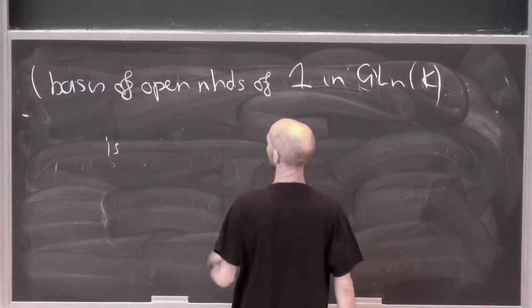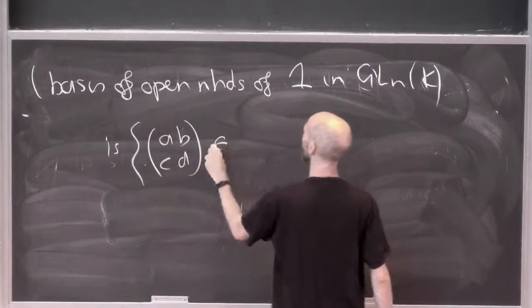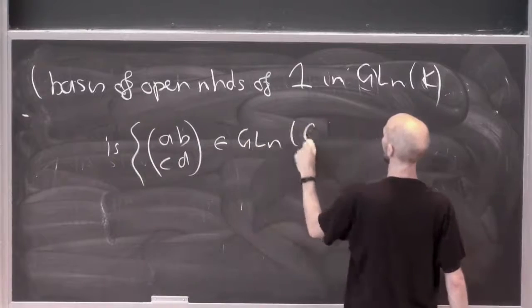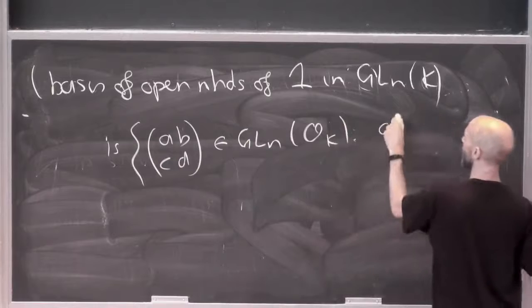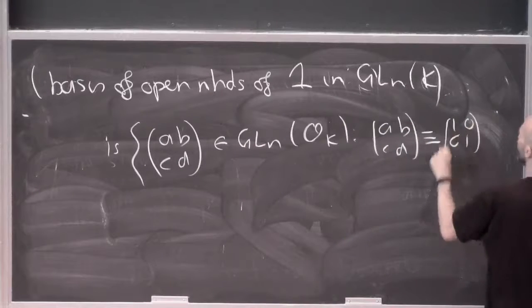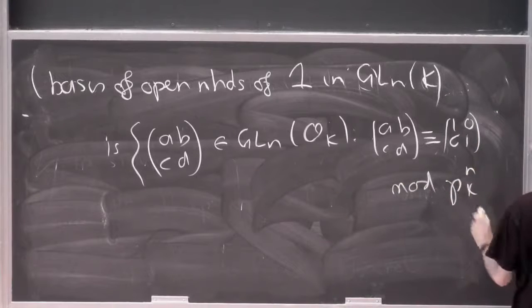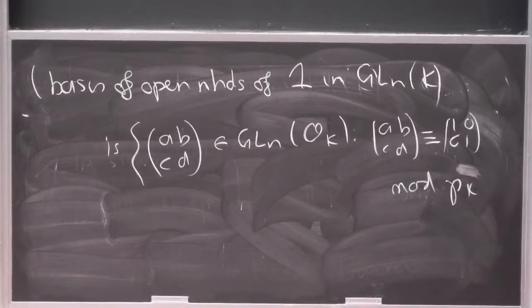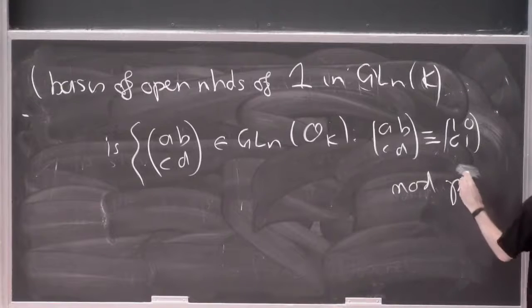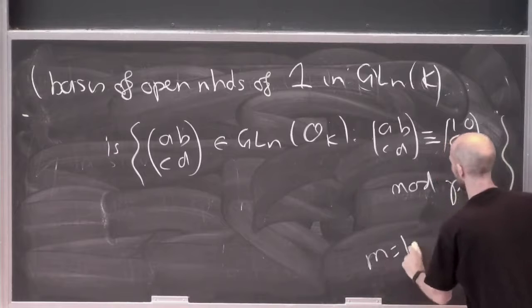It's going to be the matrices (A B; C D) in GLN of O_K, such that (A B; C D) is congruent to 1 modulo p_K to the power m. So no, let's not use n to mean two things. Let's use capital N there. m equals 1, 2, 3.